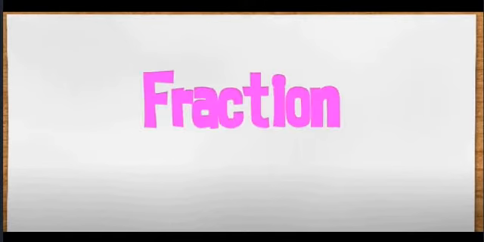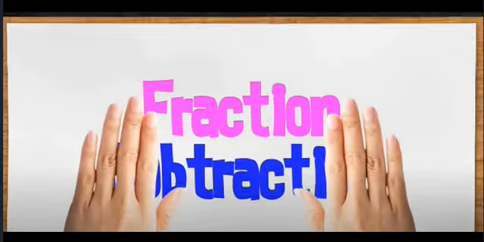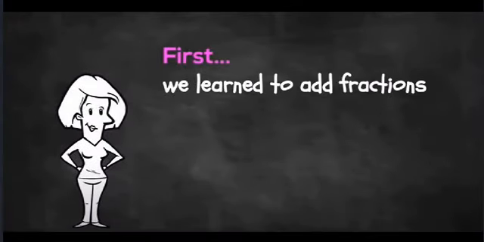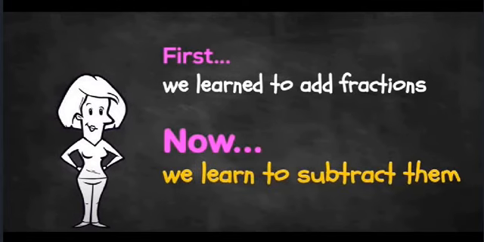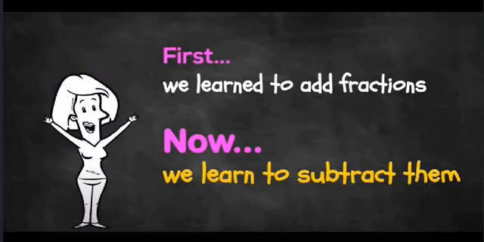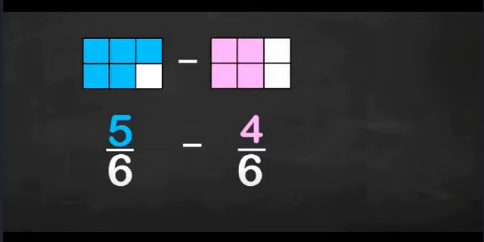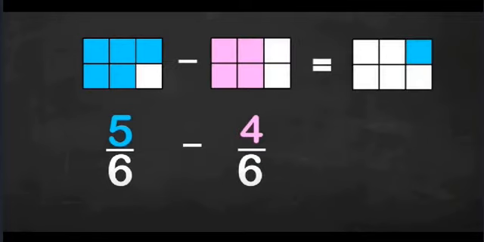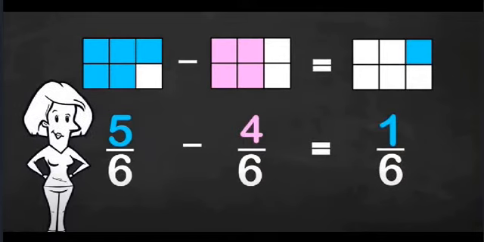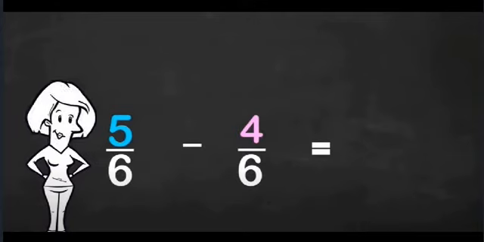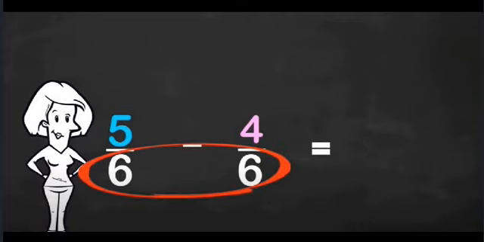Moving further, let's do fraction subtraction. First, we learned to add fractions. Now, we learn to subtract them. And if you can add fractions, you will have no problem with subtraction. This represents 5 by 6 and I have to subtract 4 by 6. If I take 4 by 6 away from 5 by 6, what's left? 1 by 6, and without the diagram, we can see the denominator in our problem is the same.